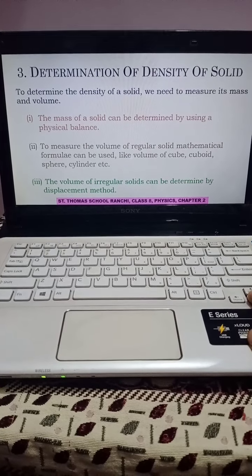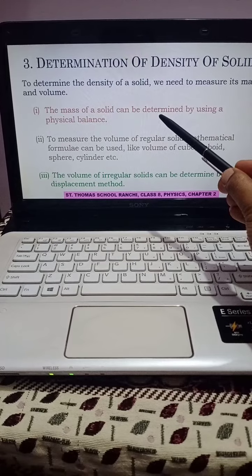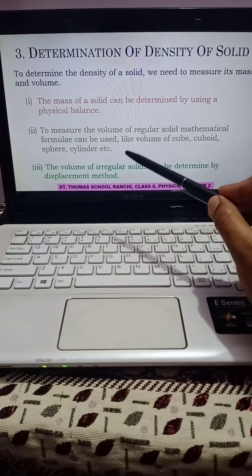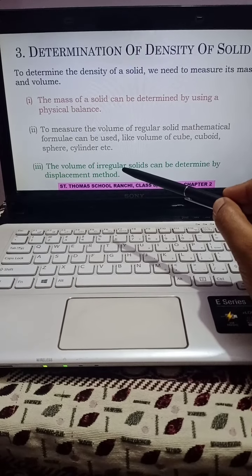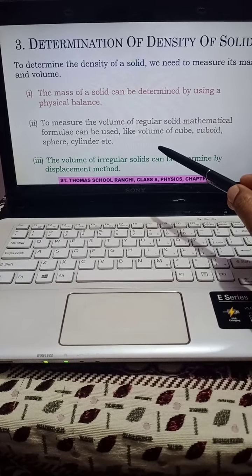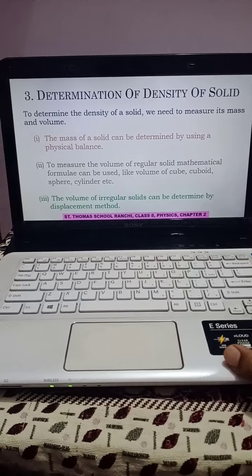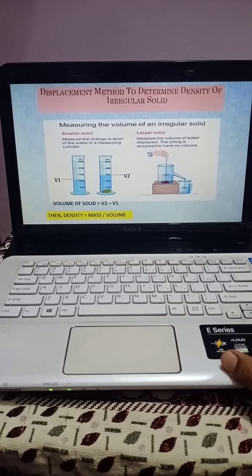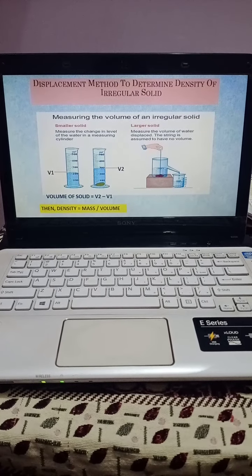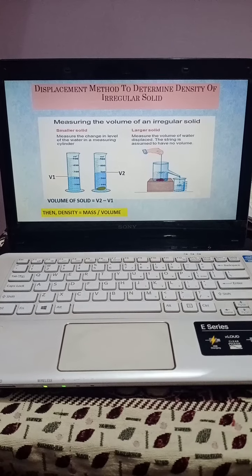And if that solid is irregular in shape, then we are going to use displacement method to find out its volume. Then in first step we are able to find out the mass, then from these two steps we are able to find out the volume of that object, and then we are going to divide mass by volume to determine density of that object. So next we are going to see here that how with the help of displacement method we are going to find out density of irregular solid.